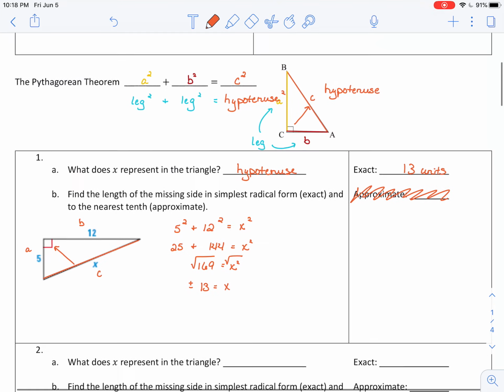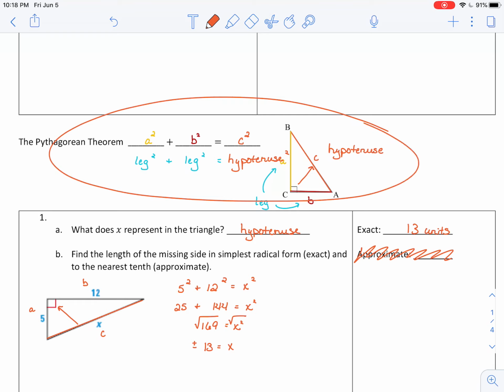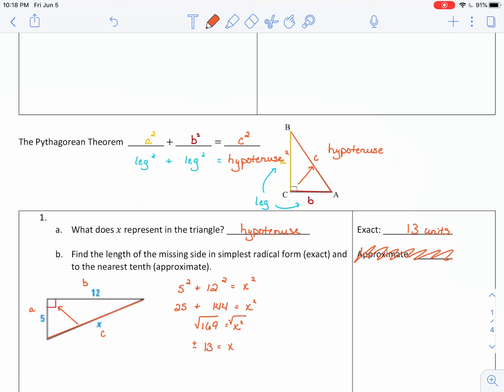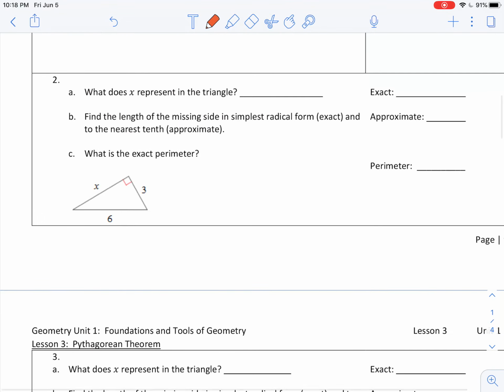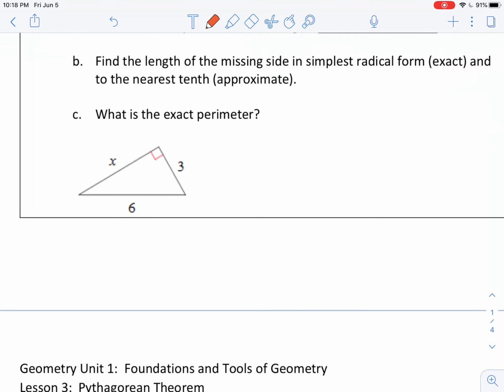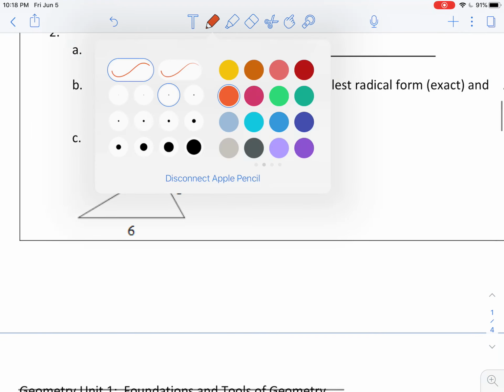But the solving shouldn't be the issue. It's really the setup that always throws people for a loop. So be really careful. What are the legs? What is the hypotenuse each time? So that's what we're going to do for example 2. What are the legs? What is the hypotenuse?